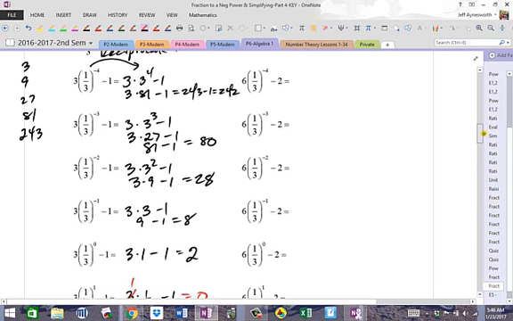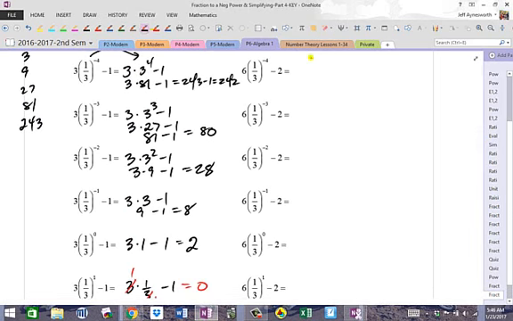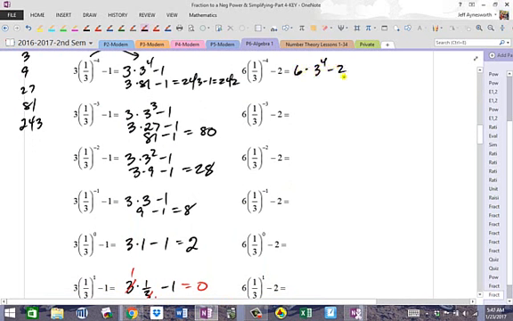Okay, so now let's take a look at this next one here. We got 6 times 3 to the 4th minus 2. So 6 times 3 to the 4th, that's 81. So 81 minus 2. That's 688. Excuse me, 680. No, 6 times 81 is 486. So 486 minus 2 is 484. There we go.